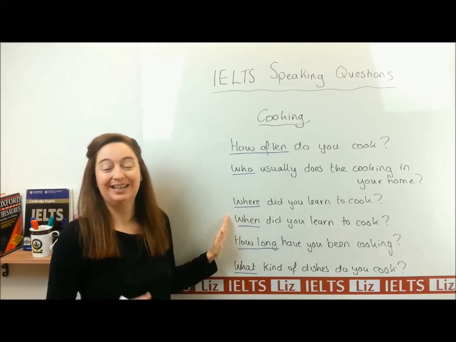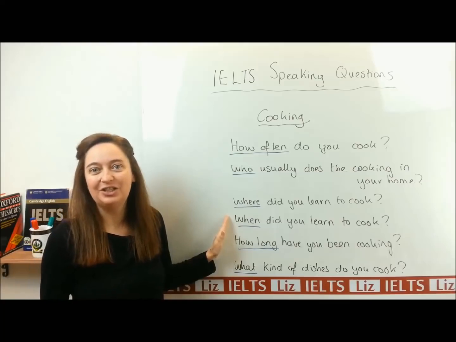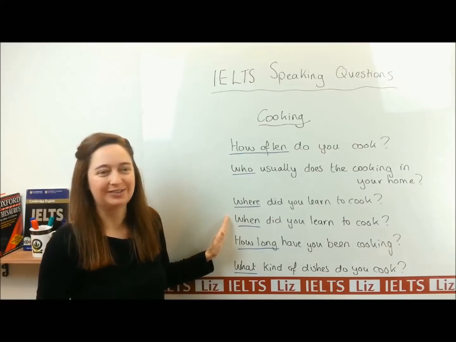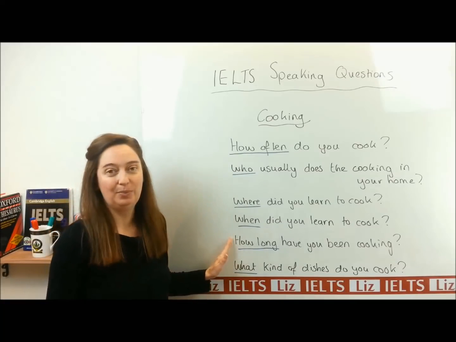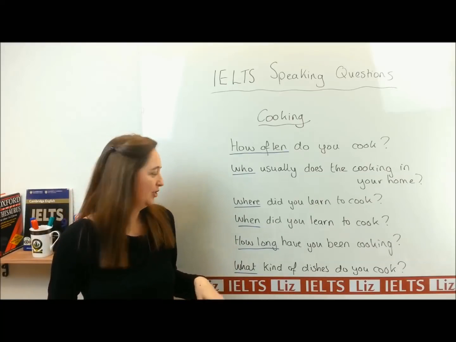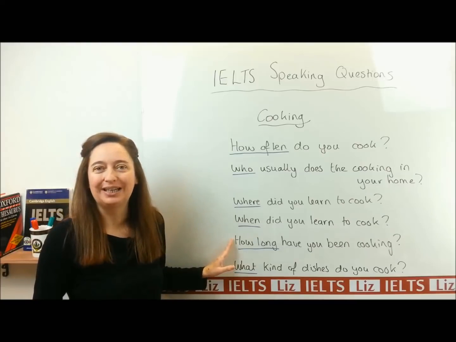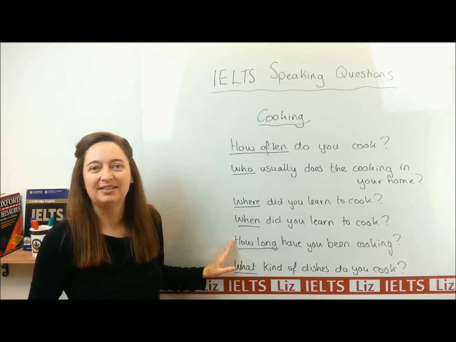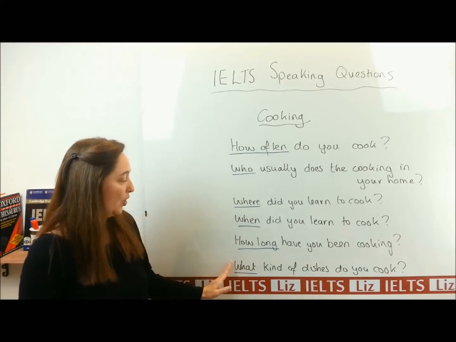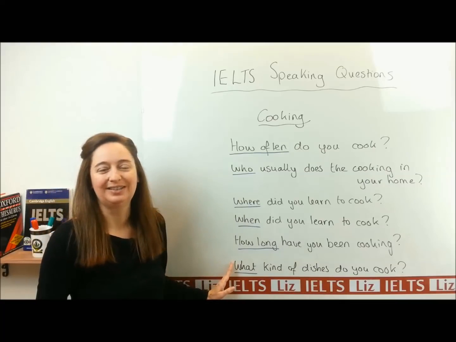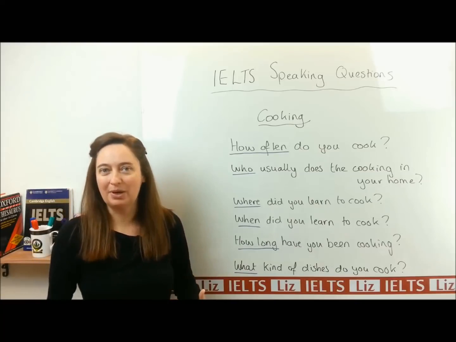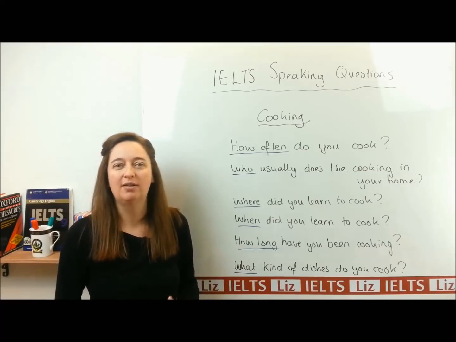When did you learn to cook? This is for a time. So for this you'll need to give a date, or for example, 10 years ago, or when I was a child. How long have you been cooking? Another common question. This is about the length of time. So you could say, I've been cooking for 6 years. And that means I started cooking 6 years ago. And of course, what kind of dishes do you like? This is also a common question. So for example, do you like spicy dishes, chicken dishes, what kind?